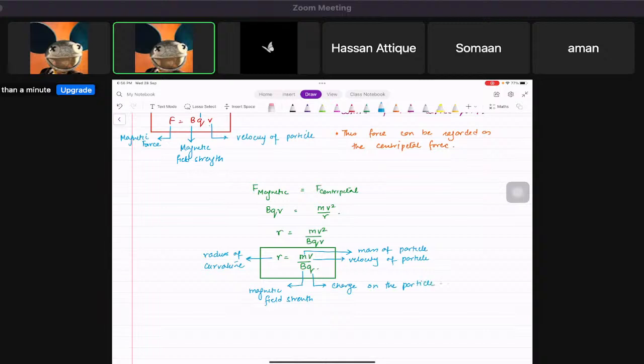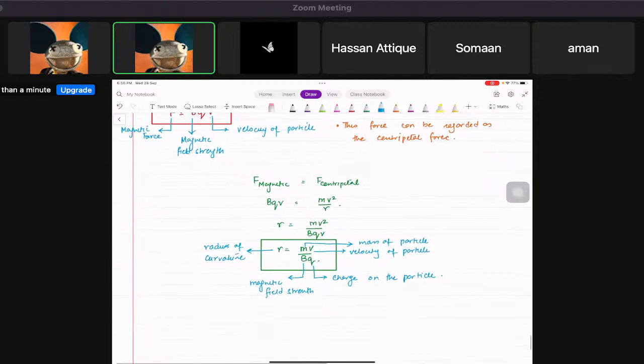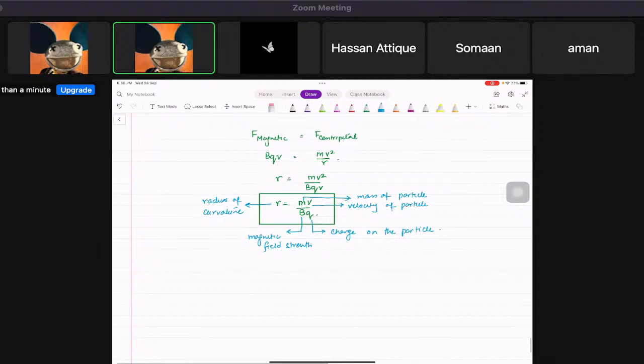Is it clear, everybody? Now, the last thing before we end the class, I just want your input on this. Do you know what mv is in this? Do you recall a formula that's related to mass times velocity? Please don't say no. That's not fair.